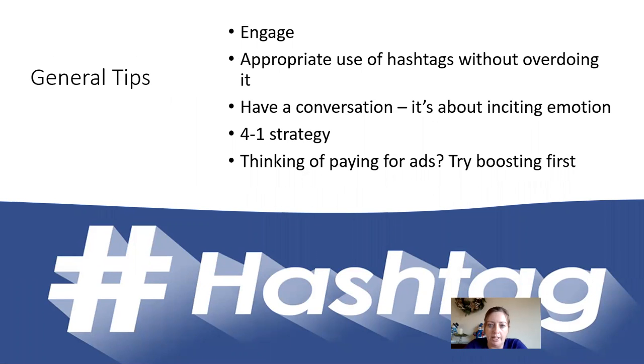General tips then: engage, appropriate use of hashtags without overdoing it. So a good post will have no more than 5 to 7 hashtags. You don't want to have a whole post with 10, 12, 20 hashtags. It's annoying. People don't want to see that, okay?